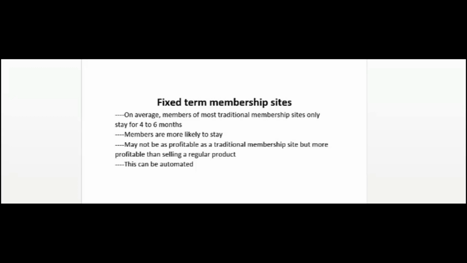Okay, so at least you're going to be getting, let's say, if it's a fixed term membership site for 6 months or a year, at least you're getting 12 months payments of, say, $10 or $47 per month. Okay, now you can also automate fixed term membership sites. So that's the beauty of that, is that you can automate it. So for example, somebody signs up as a member, then they'll just receive content on a monthly basis if it's a monthly membership site. So they could just receive content on a monthly basis through your autoresponder system.